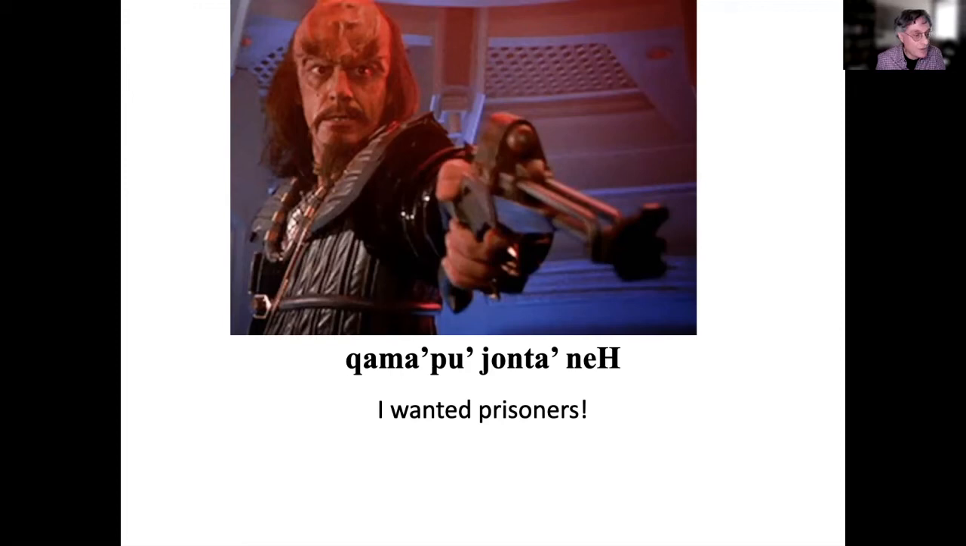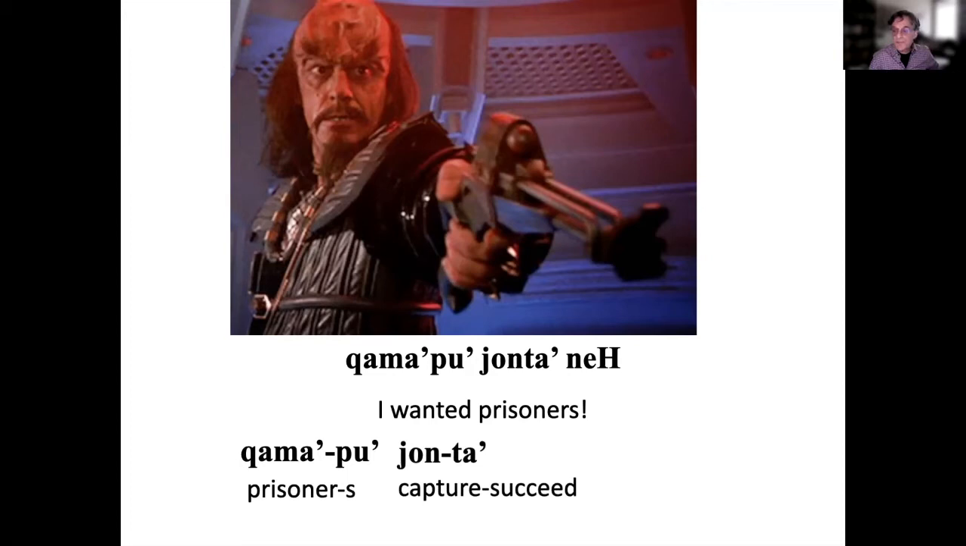Jon, there it is, kama pu. Jon was a new verb that means to capture. Ta became a new suffix that means to succeed. And nech actually had floating around already meaning want. So it sort of means I wanted to succeed in capturing prisoners, spoken in a very angry way, leaving out pronouns. Fine, it works. We can get on with it. The subtitle is okay.